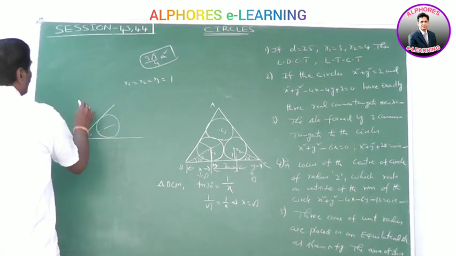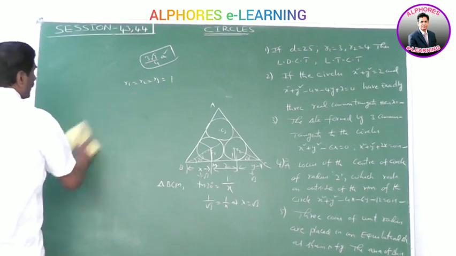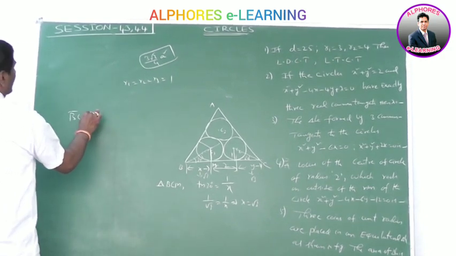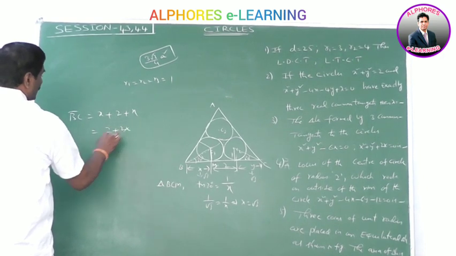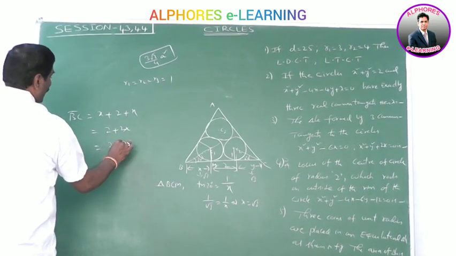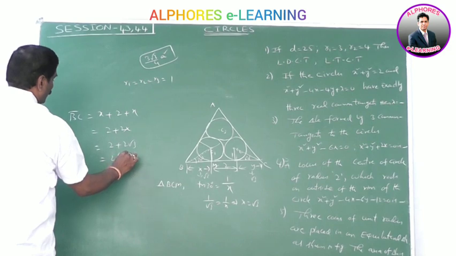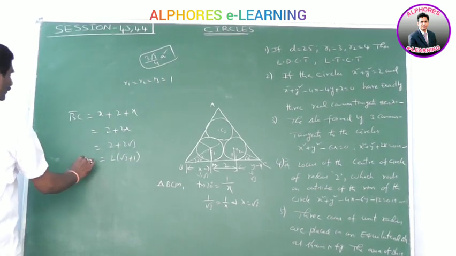So the side of the equilateral triangle BC is equal to x plus 2 plus x. That means 2 plus 2x. The x value is root 3 units, so 2 plus 2 root 3. That is equal to 2 times (root 3 plus 1). It is the side of the equilateral triangle.